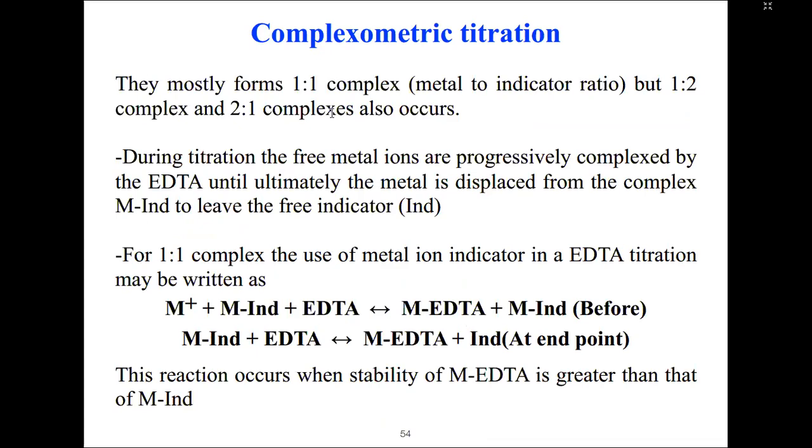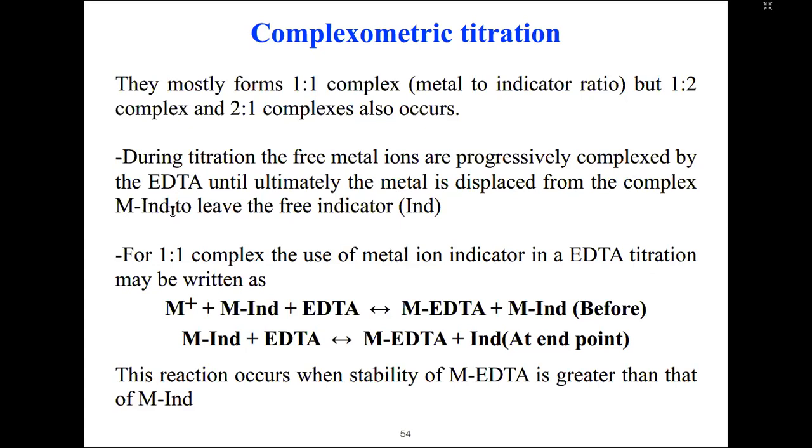During titration, the free metal ions are progressively complexed by the EDTA. Here EDTA is used as a specific example; it could be another ligand as well. This continues until ultimately the metal is displaced from the metal-indicator complex to leave the free indicator. So during titration, you have a reagent in the conical flask and a reagent in the burette. Usually the ligand, here EDTA, is in the burette, and you have the metal ion in the conical flask. And in the same conical flask, you also add the indicator.